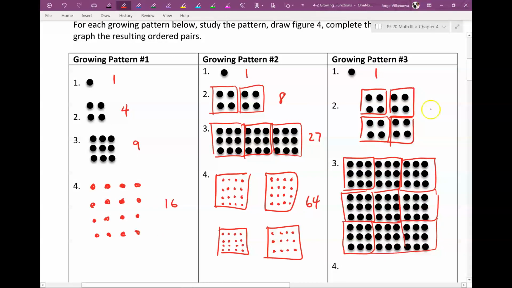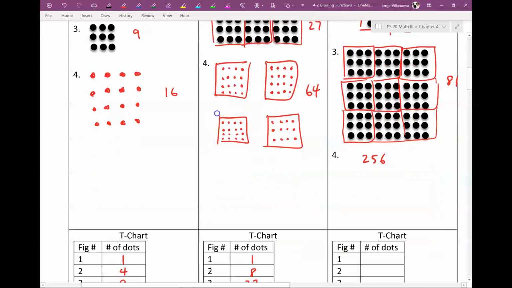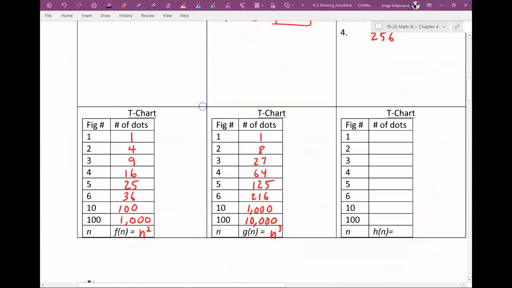On the first one, this is 16 total dots. This is 81 total dots. This will be 256 total dots for the fourth one. So let me write that down. I'm pretty sure you can probably guess what the next function is supposed to be, since the first one was n squared, the next one was n cubed, so the next one has to be n to the fourth, right? So it's a quartic function, right? Quartic function. Let me write it down here.